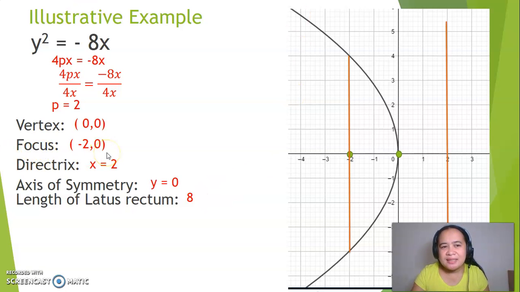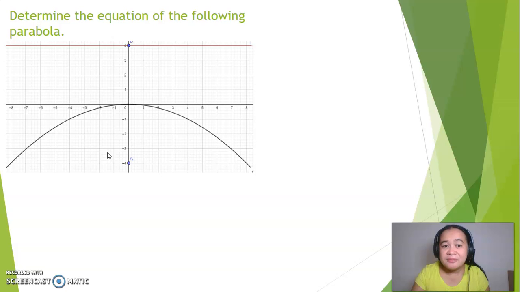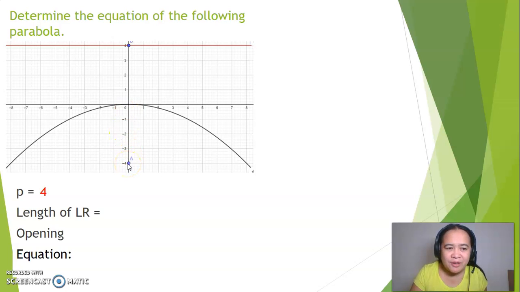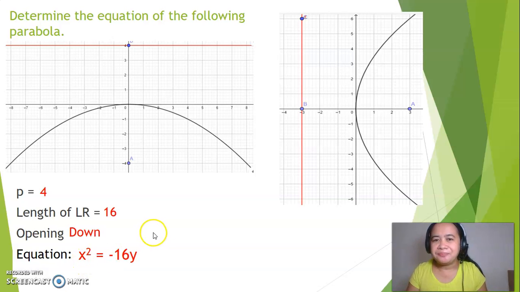Now this next example, the graph is given. So from the vertex going to the focus, it's 4. So therefore, the value for p is 4. The length of the latus rectum is times 4, so it's 16. The opening is downward. So with this, our x will be squared. It opens down, so 4p would be negative 16y. This is the equation.